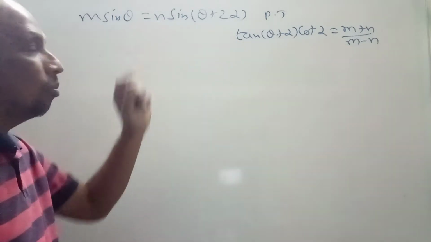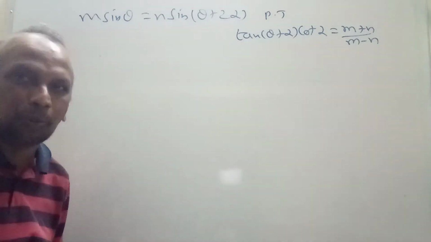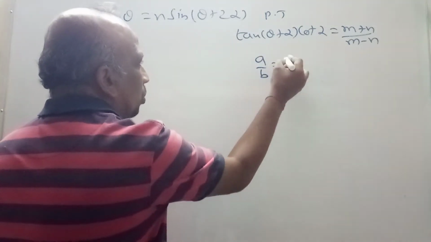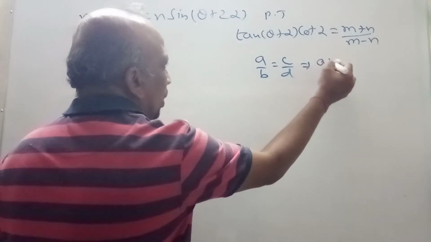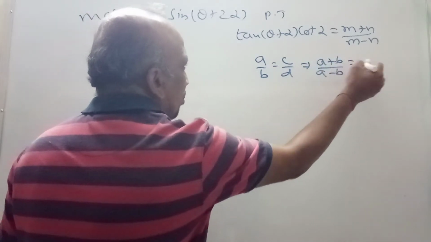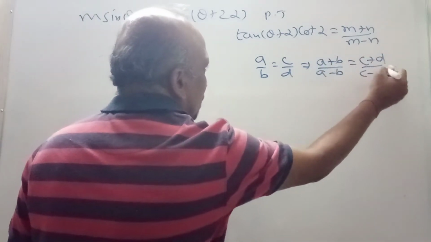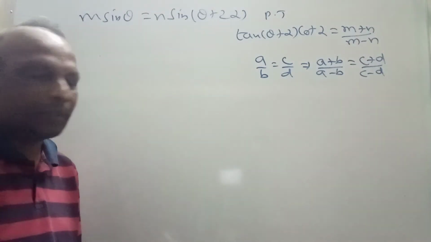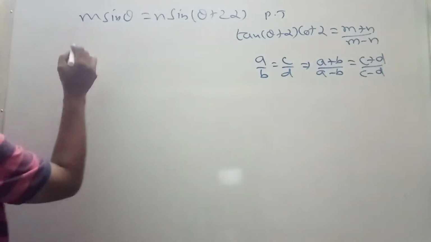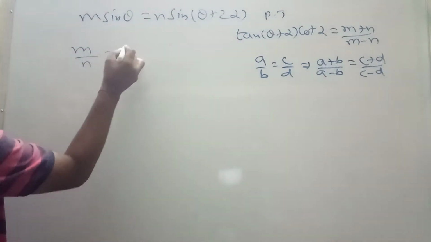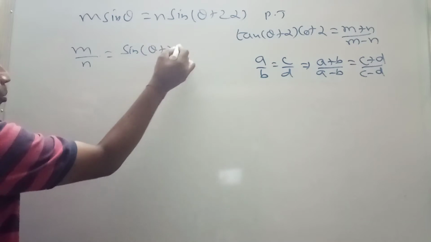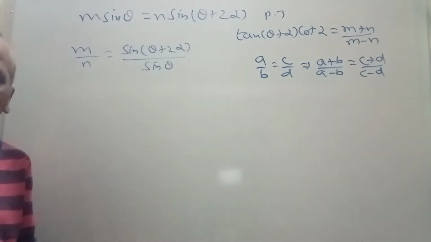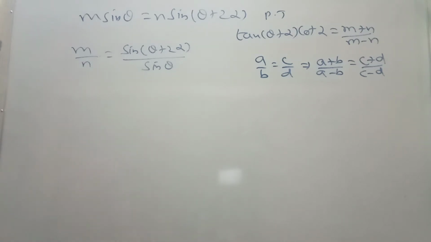To prove this problem, you should know the componendo dividendo property. What is componendo dividendo? If a by b equals c by d, it implies a plus b by a minus b is equal to c plus d by c minus d. This is the componendo dividendo property. I can use this property here. I can write m by n equal to sine of theta plus 2 alpha by sine theta.